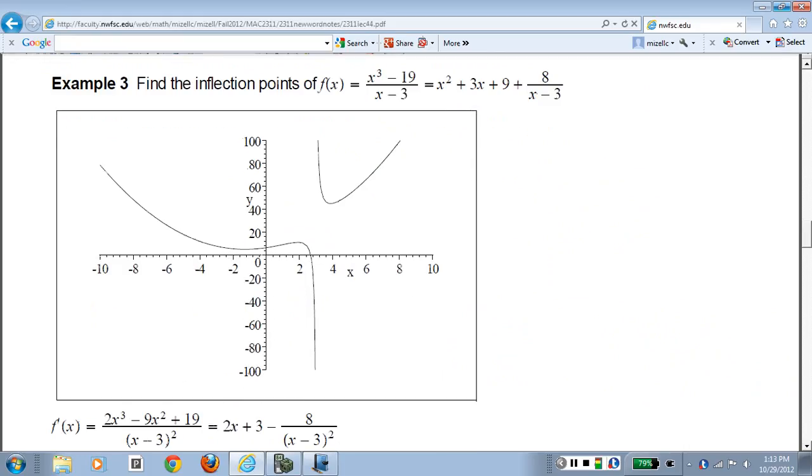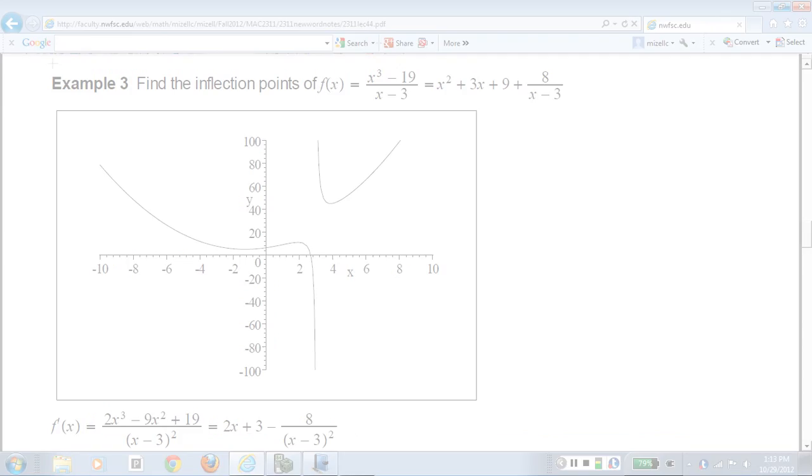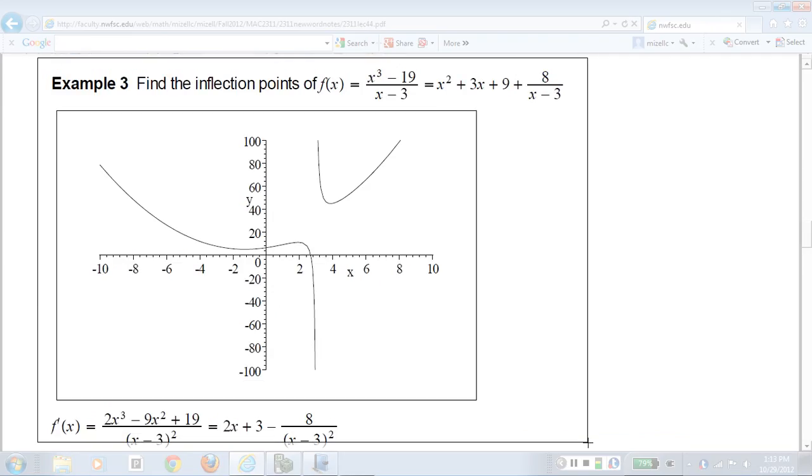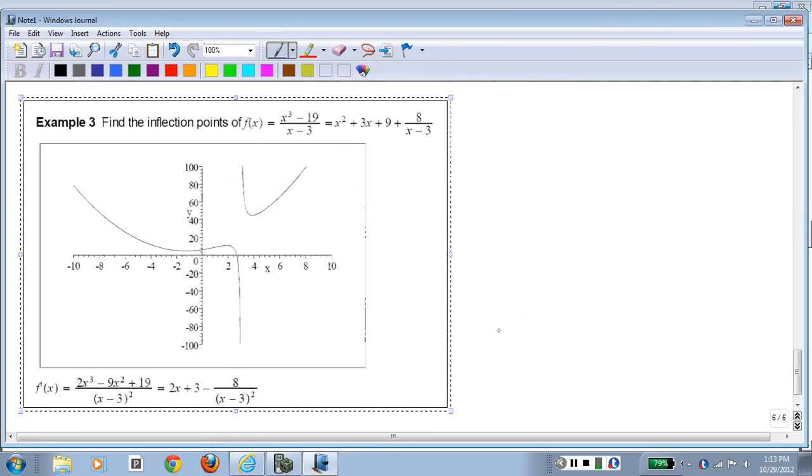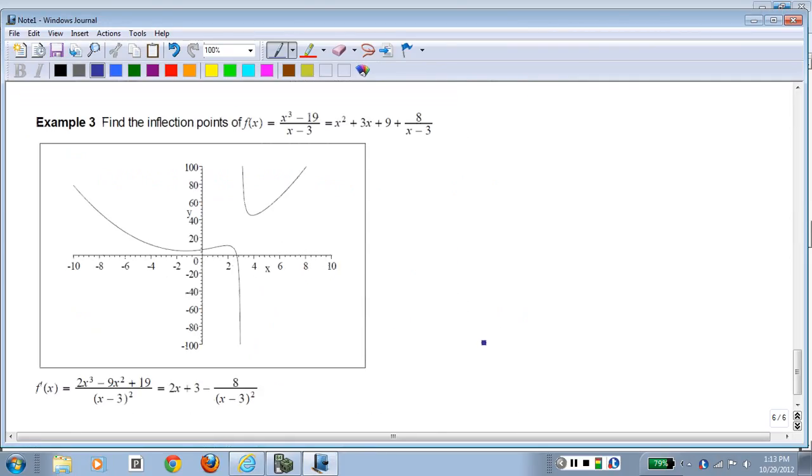Okay. In case you worry that as a rule, I do problems in class that are too easy and problems on the test that aren't too easy, here's one that's maybe a little bit more on the challenging side. Oh, good. A rational function. Find the inflection points of this one. X cubed minus 19 over x minus 3.